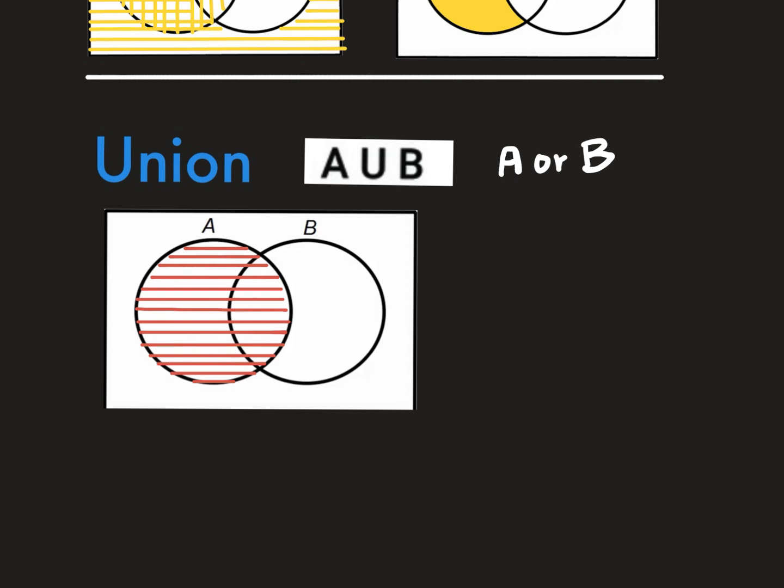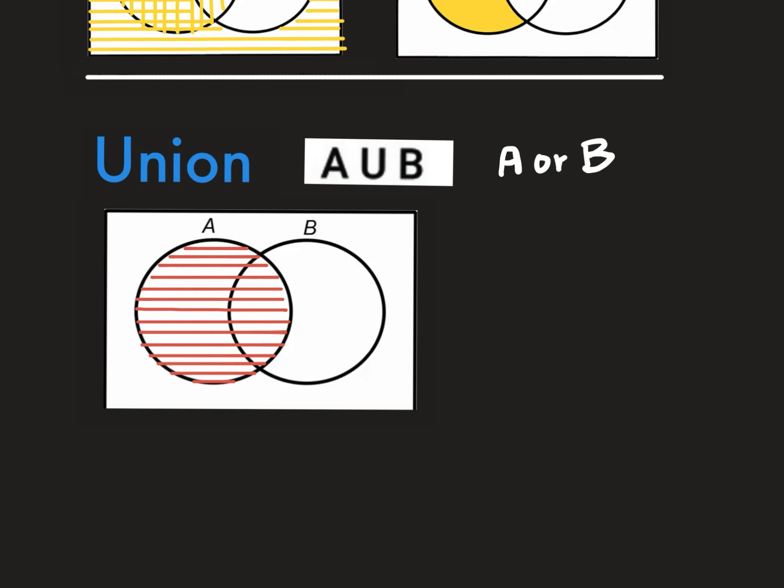So how do we go about drawing the union of A and B? Union also means A or B. Similarly as before, we will use vertical or horizontal lines to hatch set A. I have decided to use the horizontal lines over here.